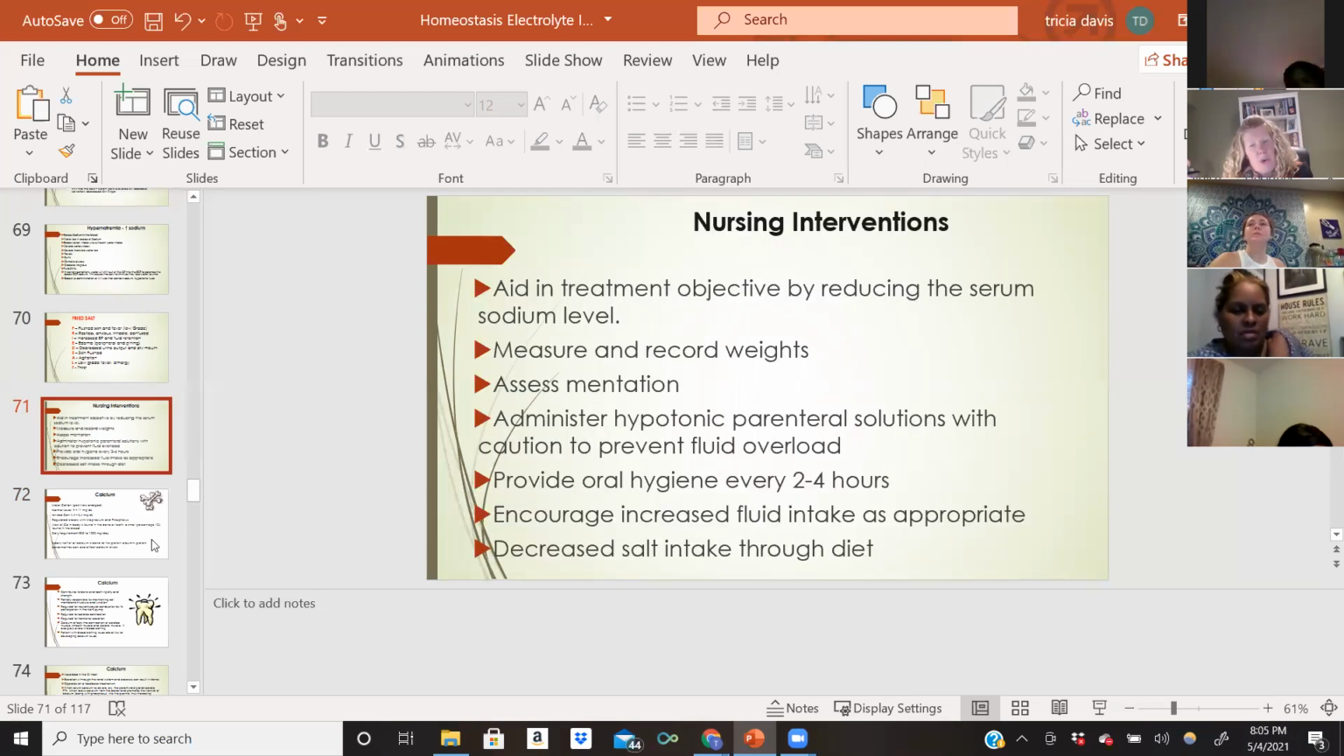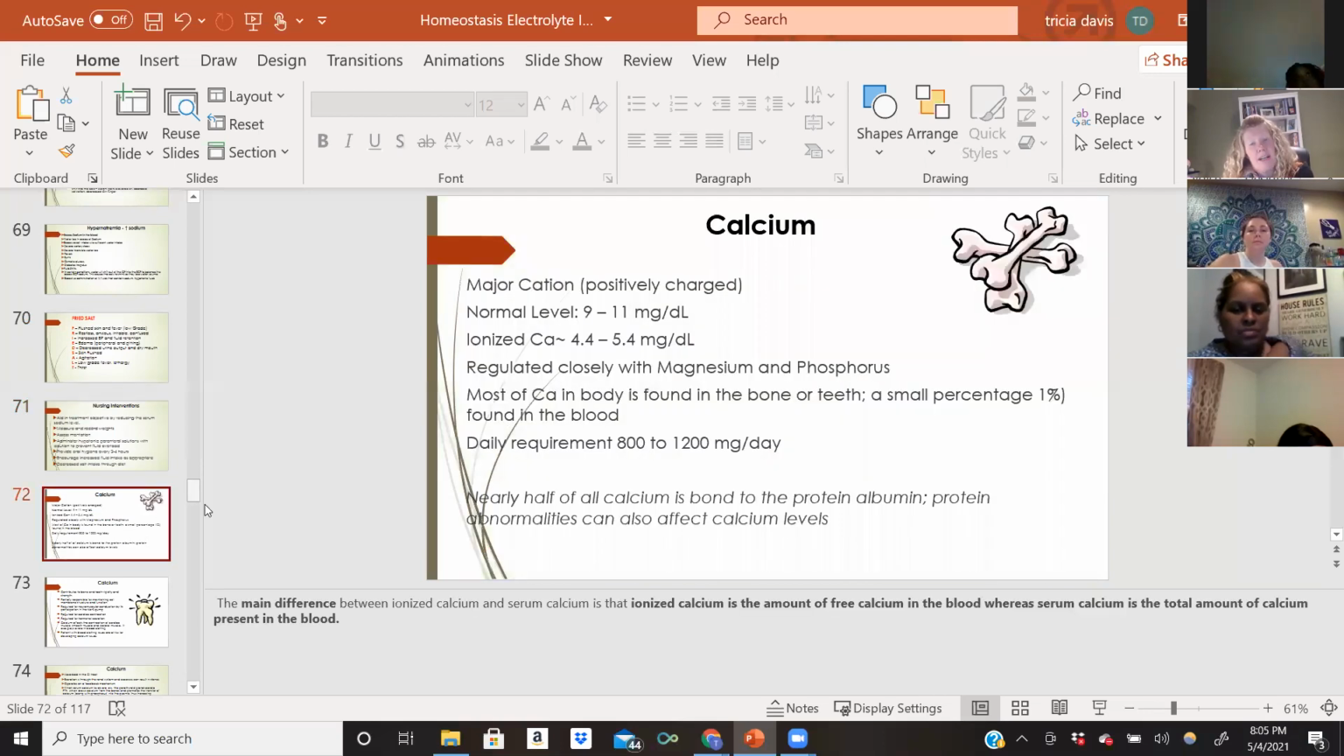Okay, so that was sodium. Now we're going to talk about calcium. So calcium is a major cation, positively charged. Normal levels are 9 to 11. Our ionized calcium is 4.4 to 5.4.